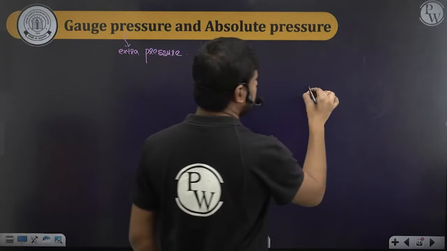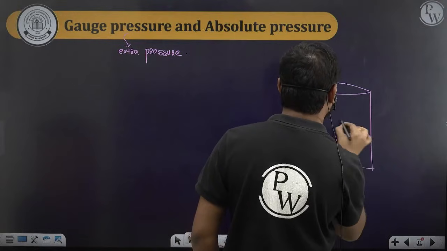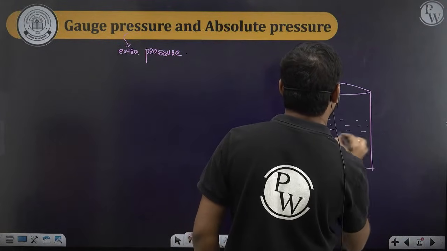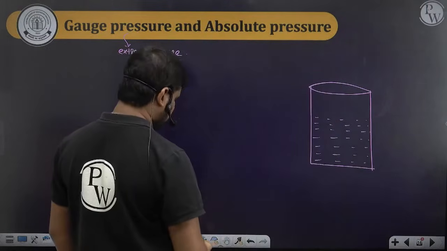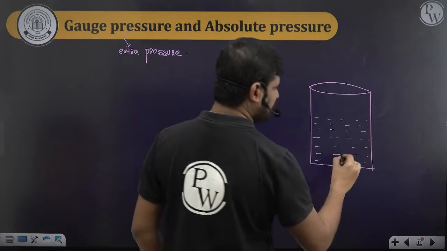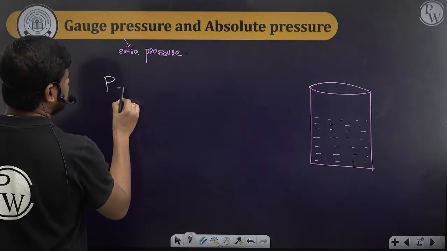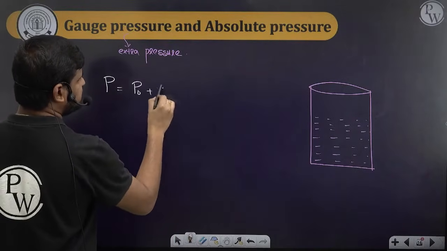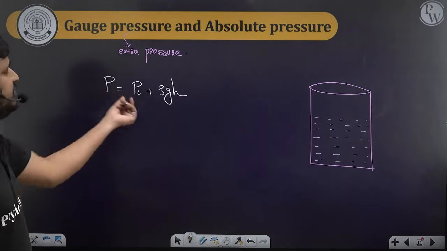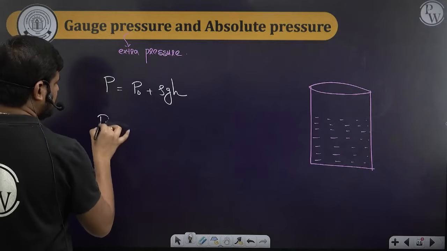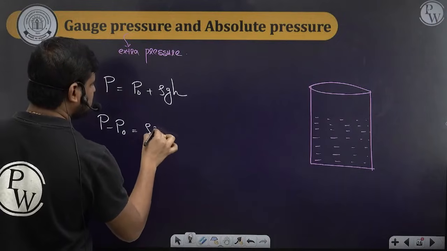Consider this is a container in which the liquid is placed. If an object is placed inside it, then the pressure increases. How is the pressure increasing? P is equal to P naught plus rho gh, right? Chalo. So how much pressure is it increasing, sir? It should be P naught. Now it increased to P, so P minus P naught is the extra pressure. So P minus P naught is equal to rho gh.